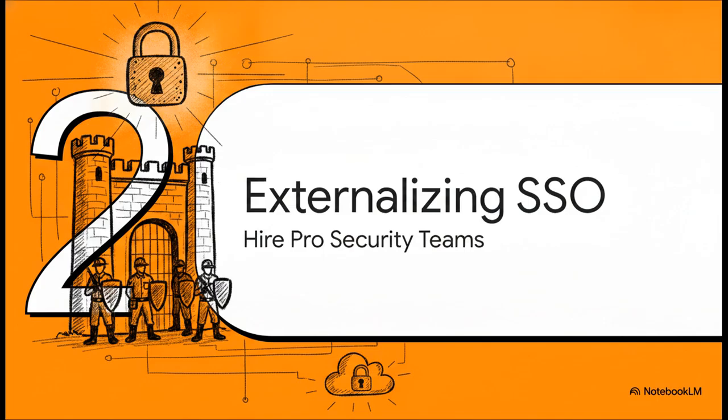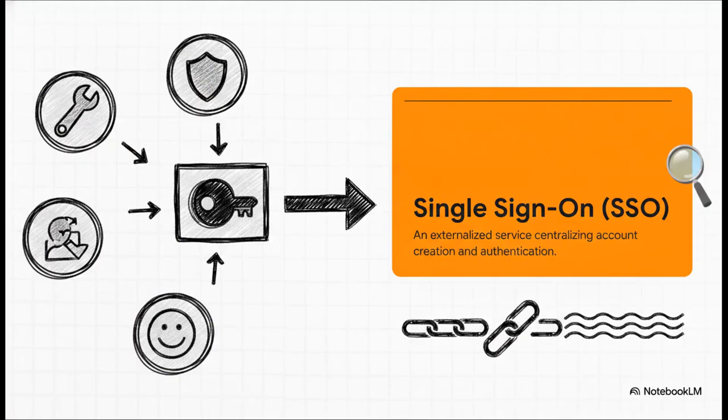Section 2. Externalizing with SSO. Hiring a professional security team. That crucial mindset shift brings us directly to our first major standard. Applications should no longer be burdened with handling their own user authentication. It is time to hire a highly trained professional security team for the front door. And that professional team is called Single Sign-On, or SSO.